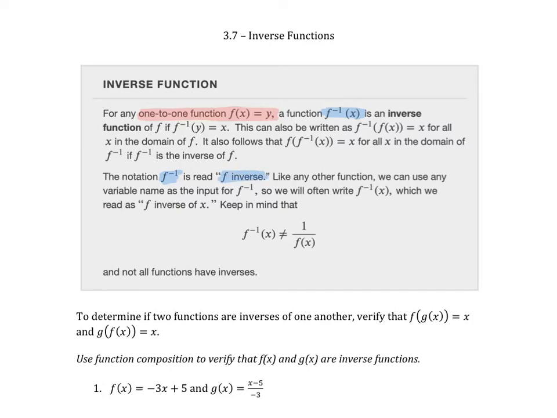It looks like a power, right? It looks like an exponent of -1, but it's not. When it's used in this way, it means the inverse function. So it's f inverse. Lastly, the important thing is that not all functions have inverses, and that is because not all functions are one-to-one. So one-to-one functions will have inverses, but functions that are not one-to-one will not have an inverse function.